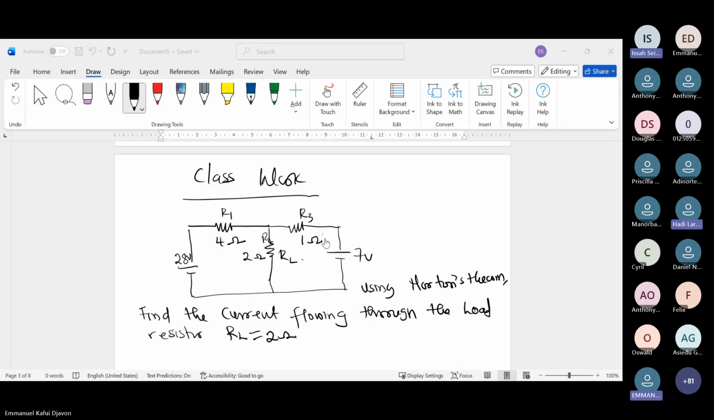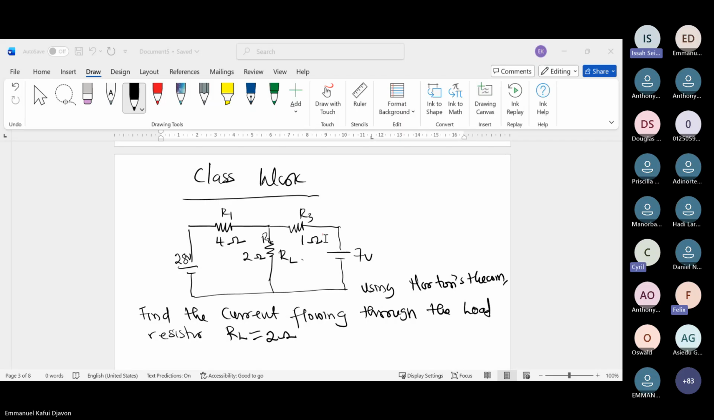You are supposed to add the current along the 28 volt side plus the current along the 7. You add them together. Then you multiply it by the total resistor. Zero. You did it. So the voltage, V is equal to I times R.